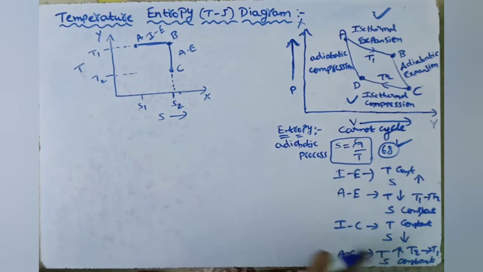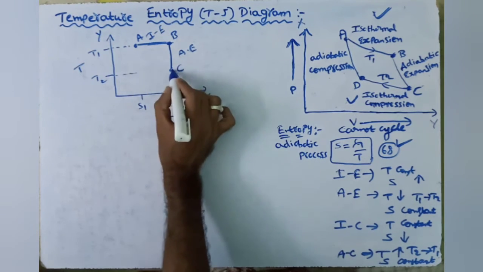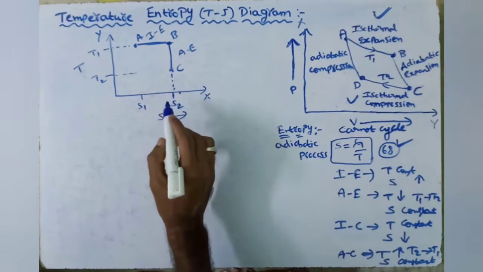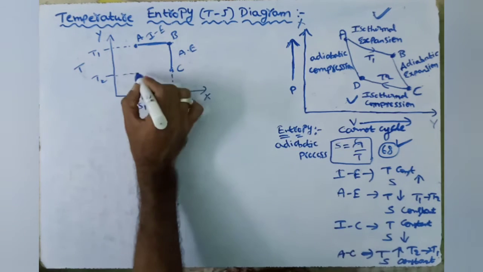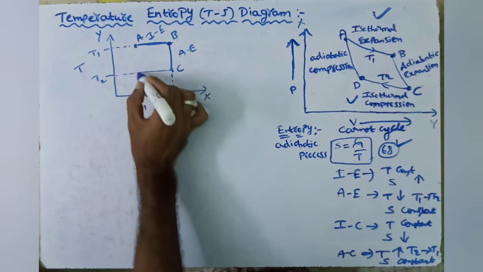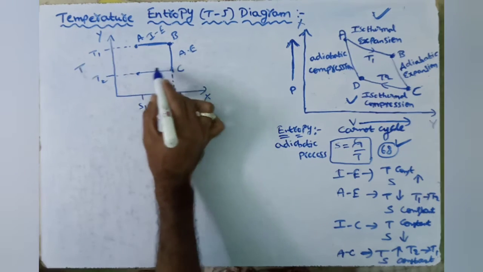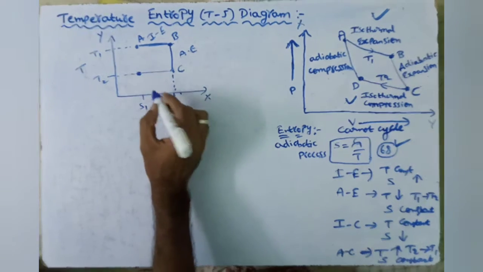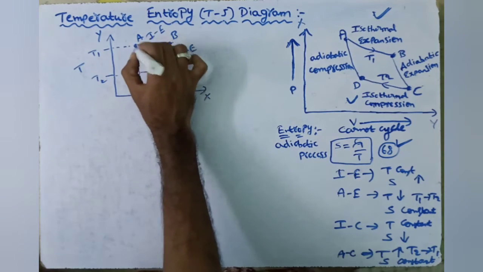Now we will write isothermal compression. Here temperature is constant, T2, so it remains T2, but entropy decreases. Entropy decreases again to S1. See, entropy decreased from S2 to S1 and temperature is the same. There is no change in temperature. This is D. Next, in adiabatic compression, temperature increases from T2 to T1 and entropy is constant. So we draw this line.